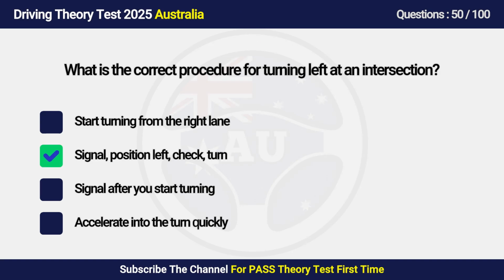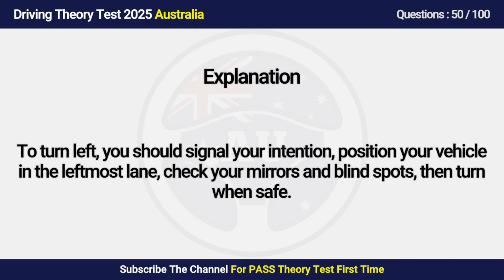Answer is B. Signal, position left, check, turn. To turn left, you should signal your intention, position your vehicle in the leftmost lane, check your mirrors and blind spots, then turn when safe.